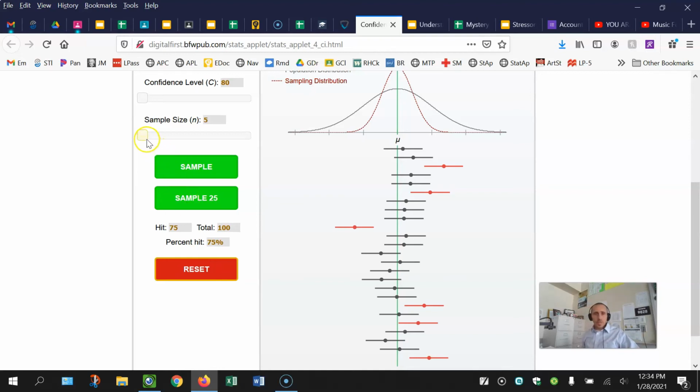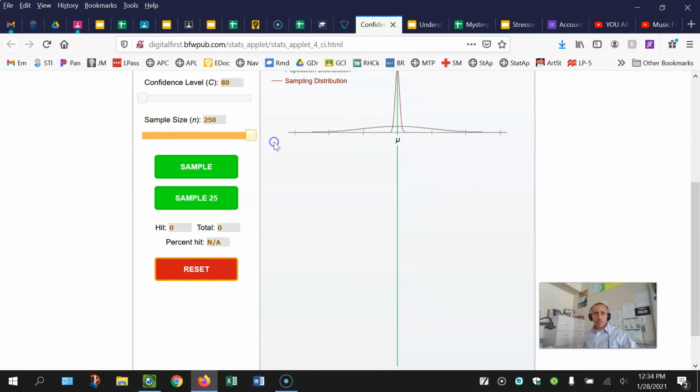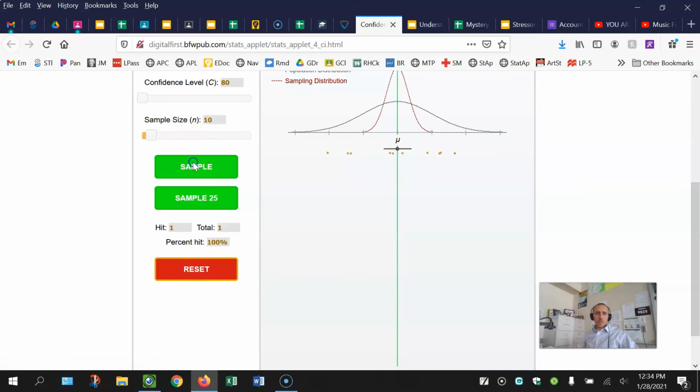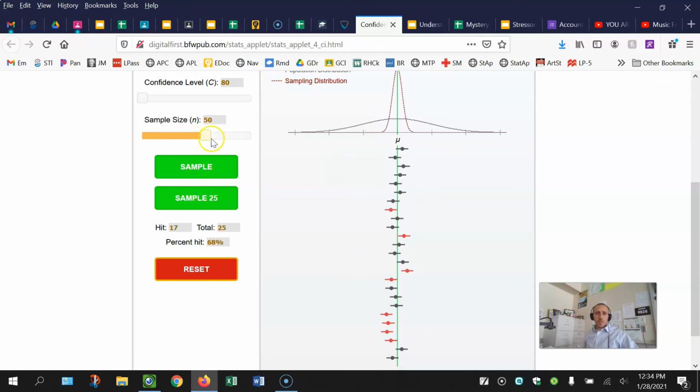Change the sample size from 5 to 50 and sample 1 interval. Oops, sorry. There's 50. So 5 was here, I sample 1 to now 50. I can see it's much smaller than it was. Actually, I should do more. There's the sample size of 10, there's a sample size of 50, there's a sample size of 250.